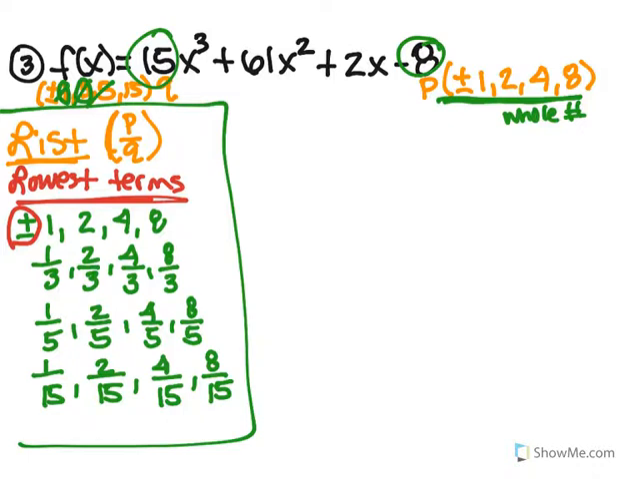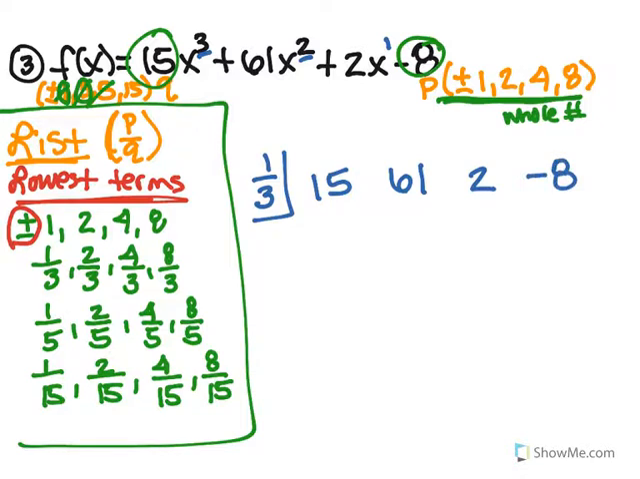Let's just jump out there and try a fraction. Let's try 1/3. Now again, I'm going to go look at my polynomial. Third, second, first. So I'm good. I'm not missing a term. So we're going to have 15, 61, 2, and negative 8. Bring down the 15.